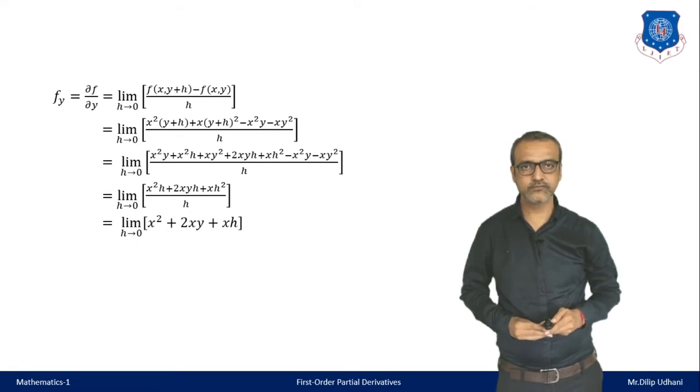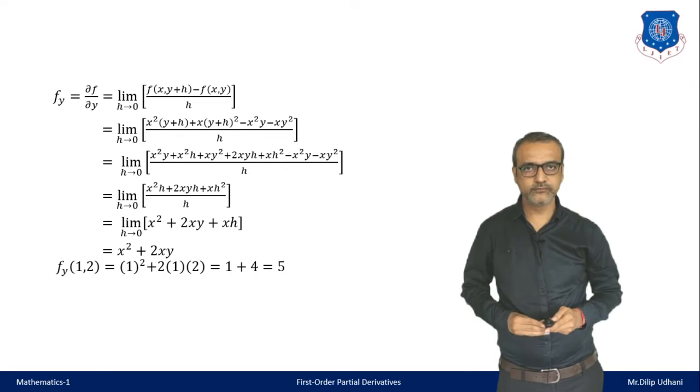Now in this function we will replace h by 0 to evaluate the limit of this function. So the result is x square plus 2xy. This is del f by del y. But we have to find out del f by del y at point 1, 2. So replacing x by 1 and y by 2 in del f by del y.